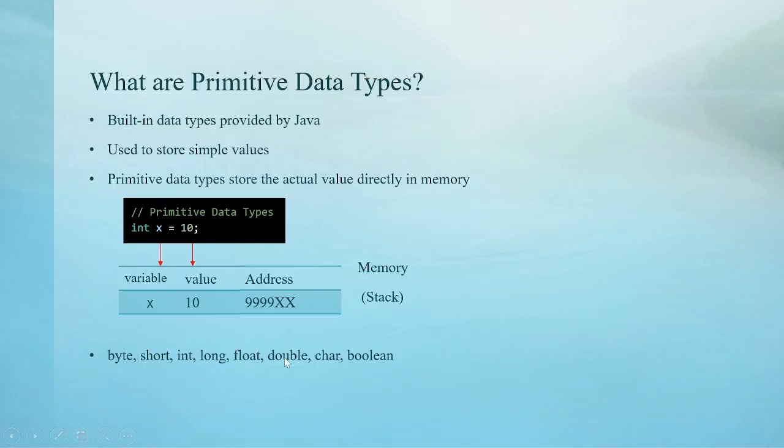If I want to store a single character like a or B, we can use the character type. So we can declare the data type as char to store a single character. If I want to store a condition like true or false, then we use the Boolean data type.